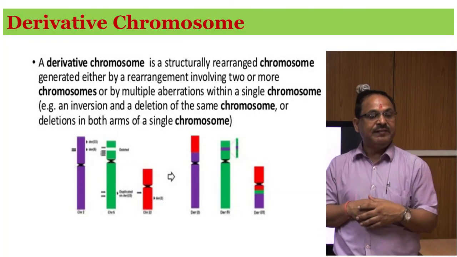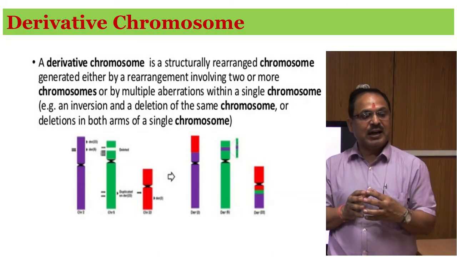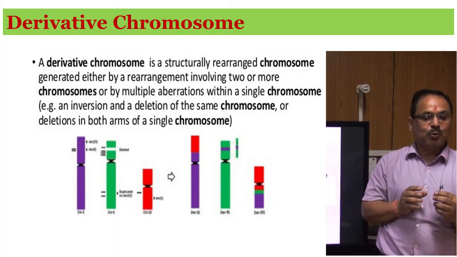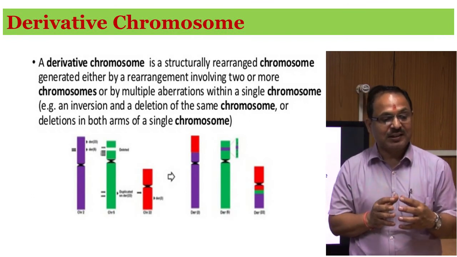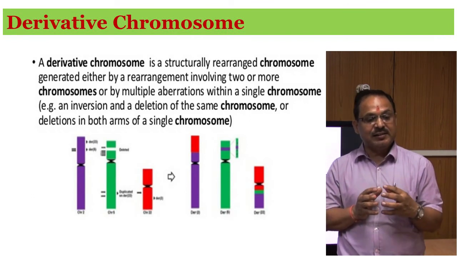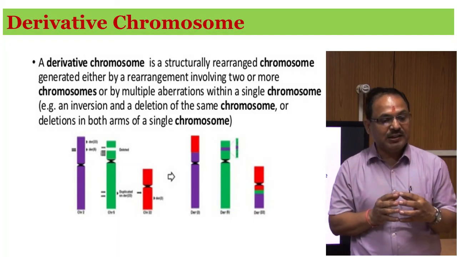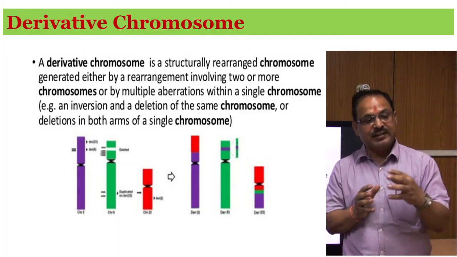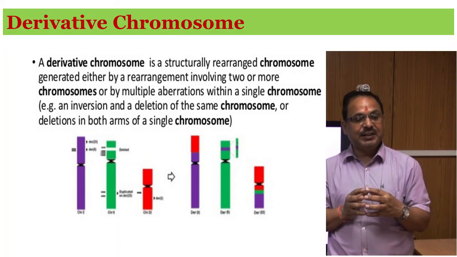Another one is the derivative chromosome. It is a structurally rearranged chromosome generated either by rearrangement involving two or more chromosomes or by multiple aberrations within a single chromosome. That is, an inversion and a deletion of the same chromosome take place simultaneously, or deletions in both arms of a single chromosome take place, then the resulting chromosome is called a derivative chromosome.